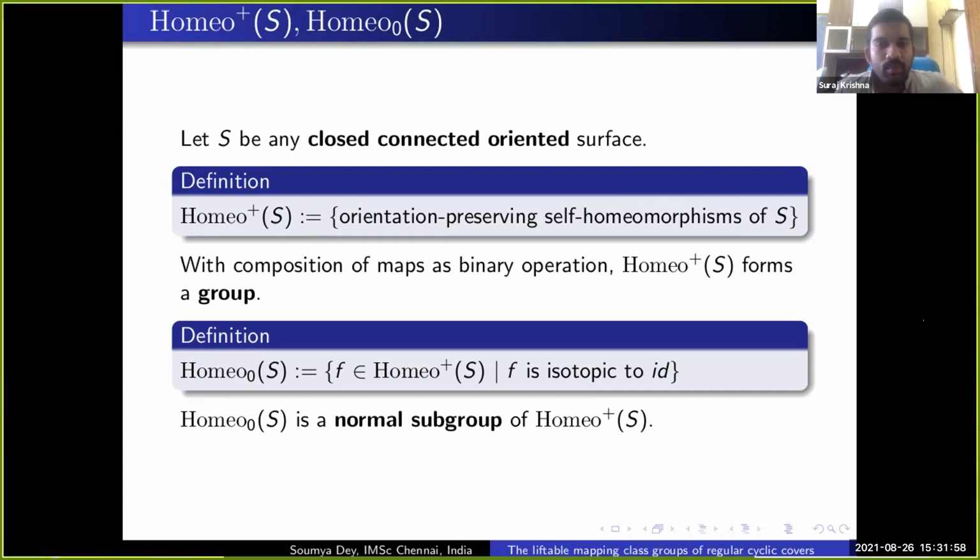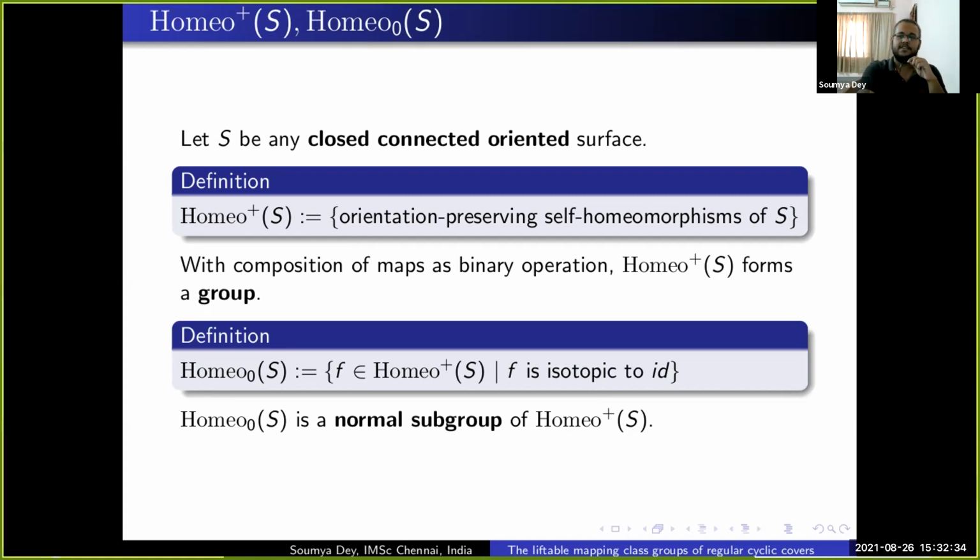Let me start again then. For our purpose, S would be a closed, connected, oriented surface. By homeo plus of S, we mean the set of all orientation preserving self homeomorphisms of S. It's very easy to see that under composition of maps as the binary operation, this is a group. And we have a normal subgroup, which is basically the elements in homeo plus which are isotopic to the identity map. We are calling it homeo 0 of S.